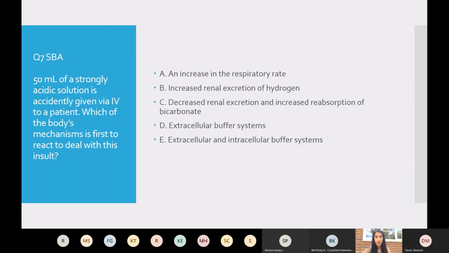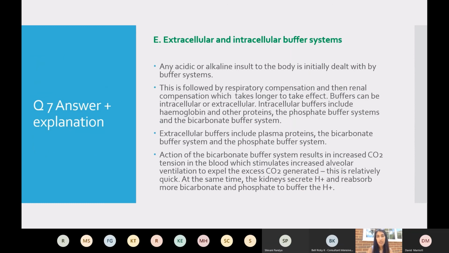A lot of us are going for D, which is extracellular buffer, and some of us for E, in between them both. So the answer is E, extracellular and intracellular buffer systems. Initially, any acid or alkaline insult to the body is dealt with by both buffer systems. It's then followed by respiratory compensation and then renal compensation, which takes longer to take effect, and you can see that clinically in patients when we take blood gases.